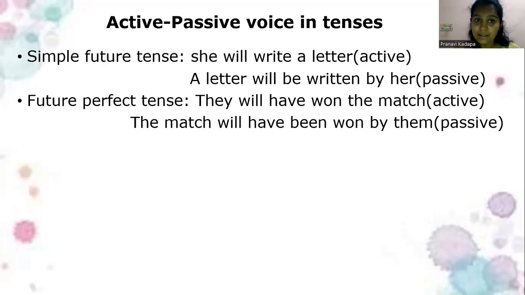Simple future tense: She will write a letter. A letter will be written by her. In the simple future, or in both future cases, we use the word be. In past or present, when the continuous tense is running, we use the word being. Don't get confused. Future perfect tense: They will have won the match. The match will have been won by them.